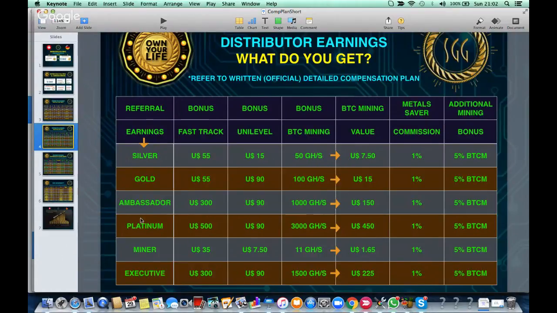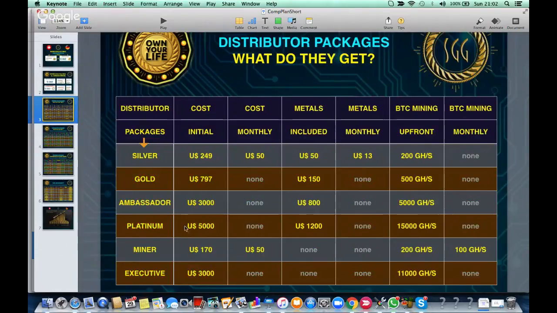So the platinum package is paying you, the sponsor, 20% in commissions, right? Now, if you came in as a platinum, and if you were confident you could bring in 5 other platinums, you've recovered your money completely. 20% times 5 is 5,000. So you would have made your money back. Your 5,000 is back in your own pocket. You still keep the original $1,200 in metals, and you still keep your mining power.